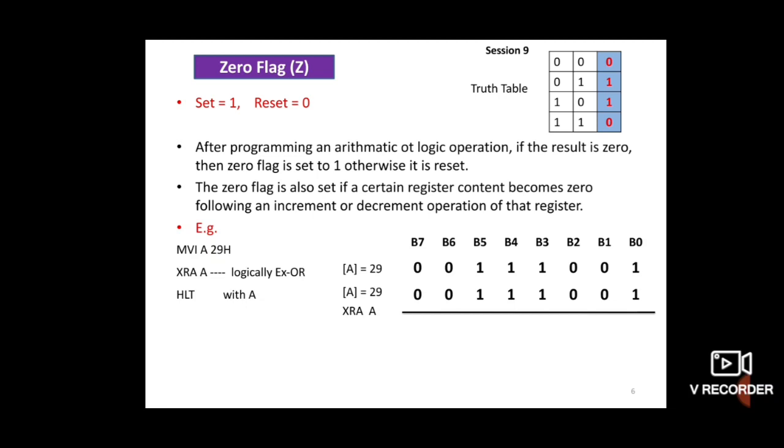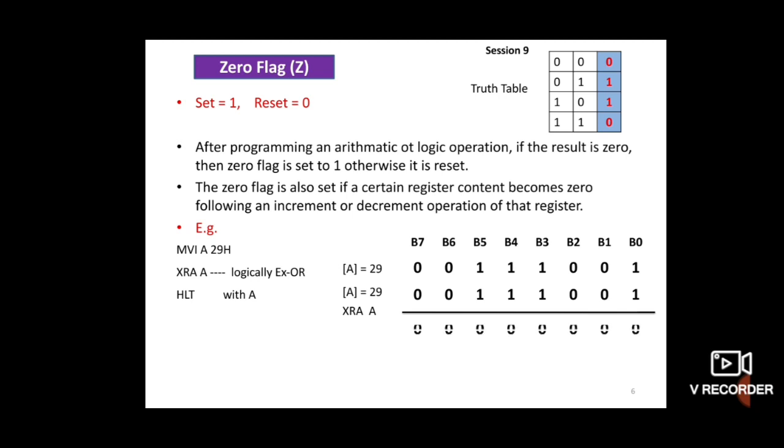Meaning in the XOR truth table, if both inputs are the same, then the output is 0. If one of the inputs is 0 or 1, then the output is 1. Then apply this truth table in this operation. Logically, XRA means logical XOR gate.